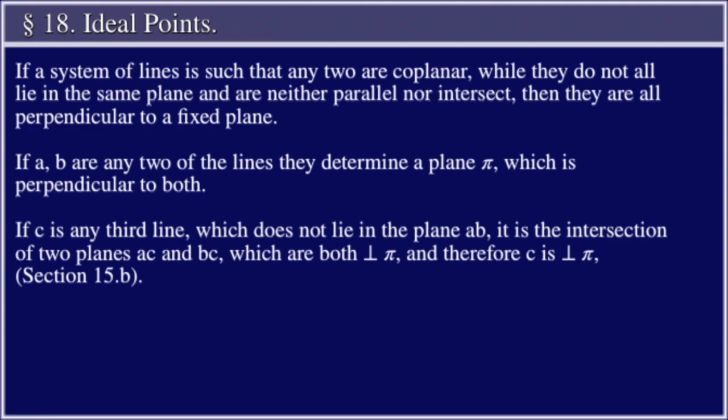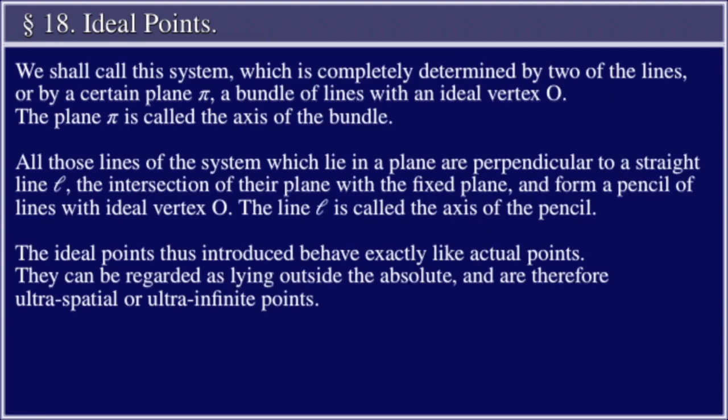Section 18, Part B. We shall call this system, which is completely determined by two of the lines or by a certain plane pi, a bundle of lines with an ideal vertex O. This plane pi is called the axis of the bundle. All of those lines of the system which lie in a plane are perpendicular to a straight line L, the intersection of their plane with the fixed plane, and form a pencil of lines with ideal vertex O. The line L is called the axis of the pencil.